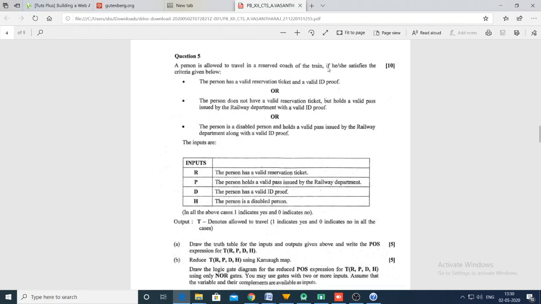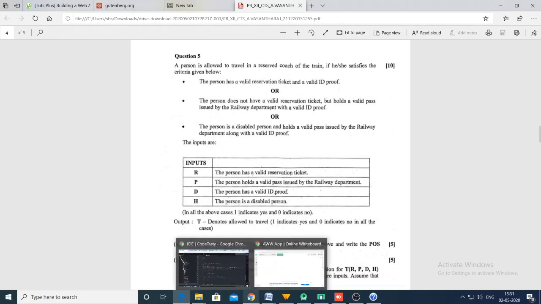So what are the conditions the person must fulfill in order to travel in a reserved coach? They have given, if he or she satisfies the following conditions, isn't it? Three conditions are there. We don't know what the conditions are yet, but three conditions are there. They are made with an OR operation. Either this or this or this is true, and he is allowed to travel in a reserved coach.